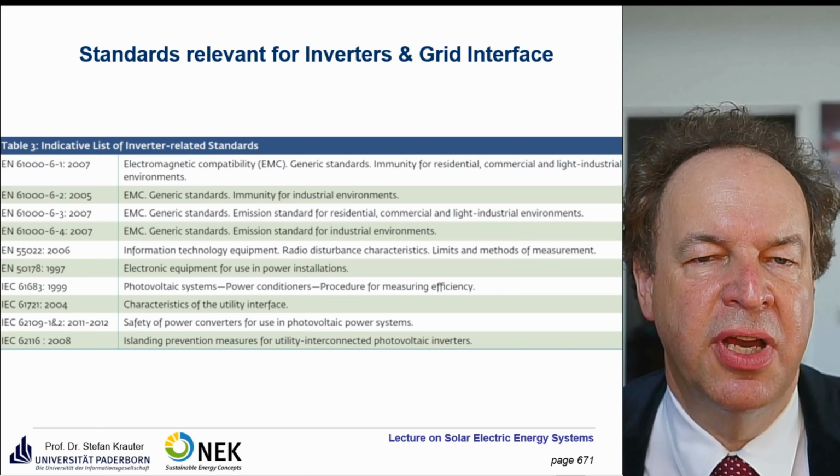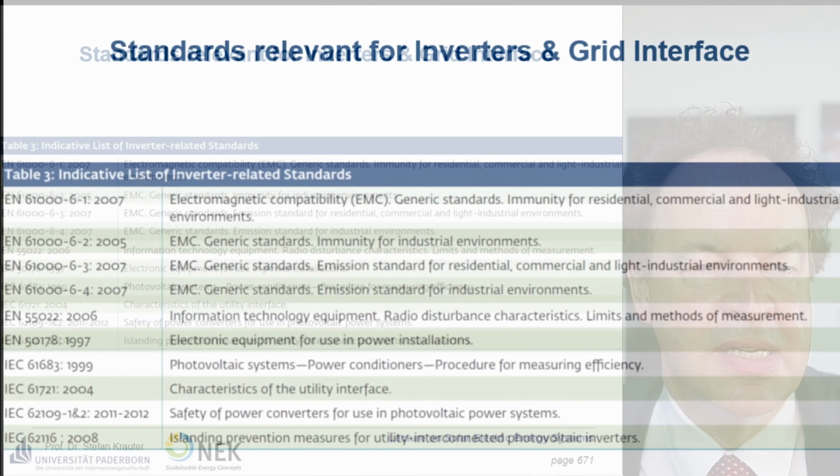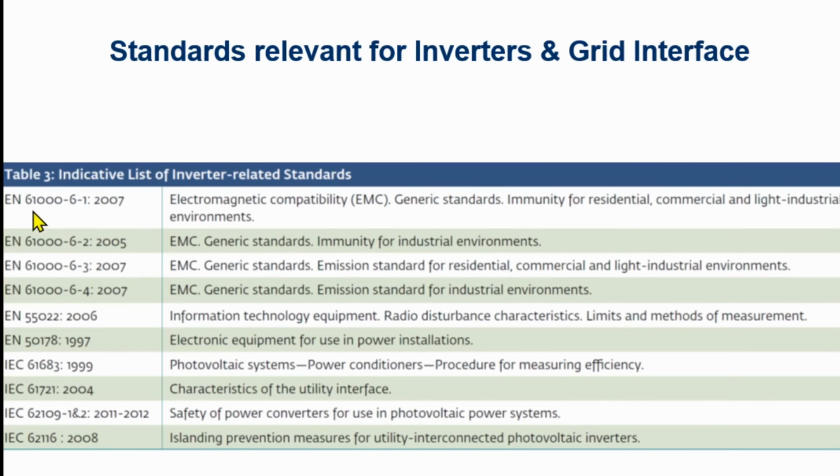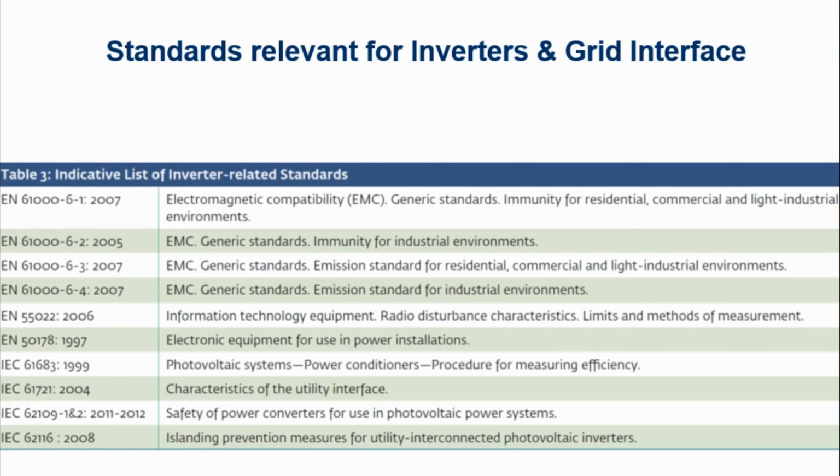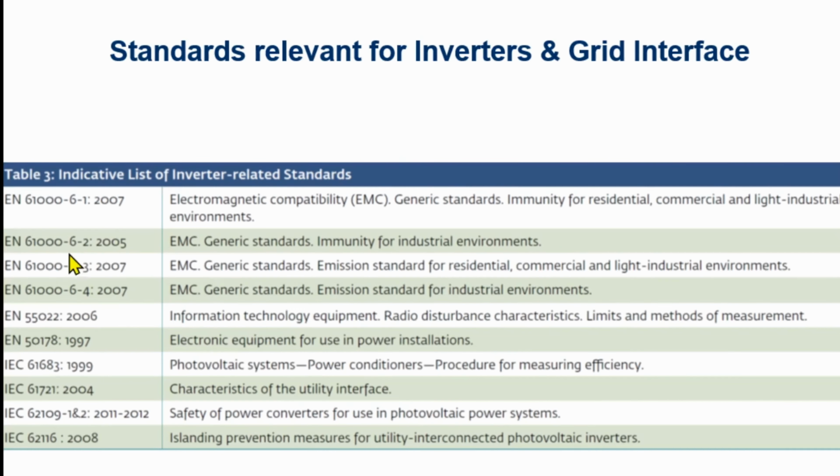So now we come to the inverter and grid interface. There's a standard EN 61000-6-1, from the year 2007. It describes the electromagnetic compatibility, so this immunity for residential, commercial, and light industrial environments. Then you have here some differences between industrial, residential, and so on.